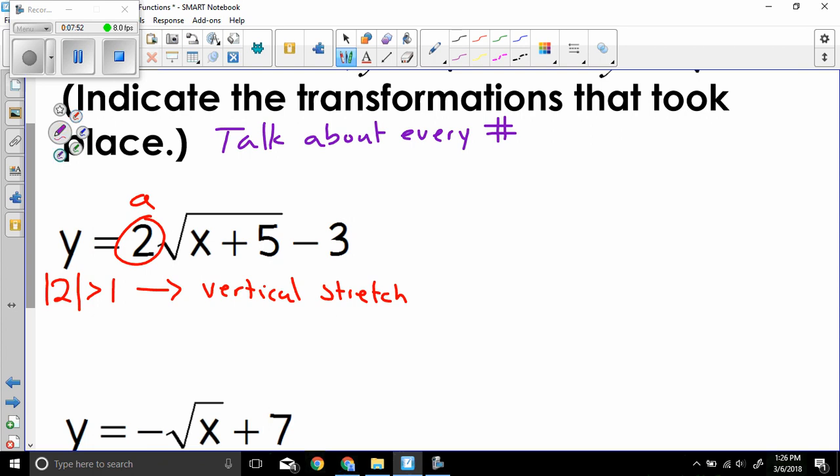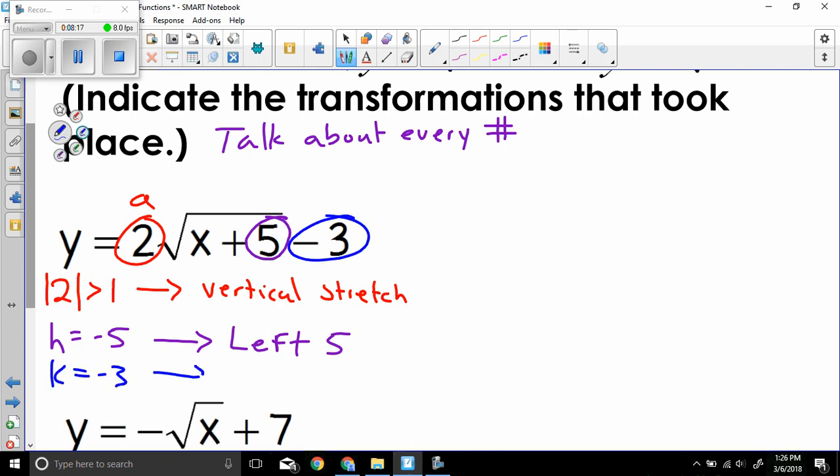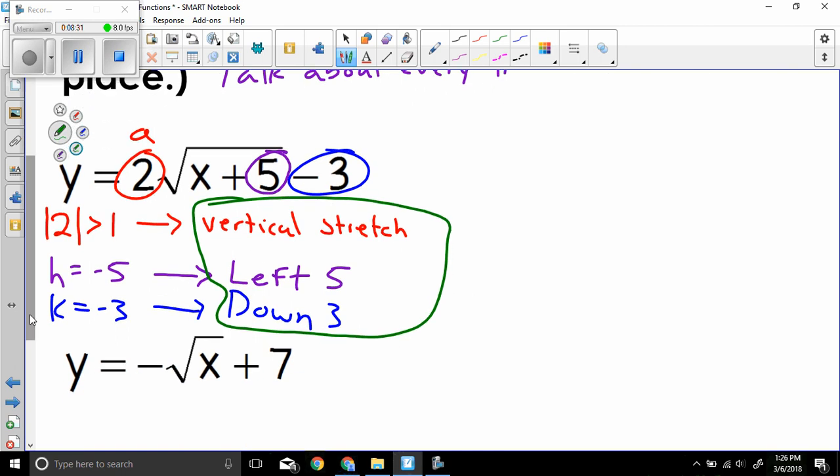Next thing I look at is this 5. Now, the 5 is positive here, okay? But I actually know that in reality, this is supposed to be a negative sign. So that must mean that H is equal to negative 5. If it's negative 5 for the H, then that means that it moves left. And finally, we have this negative 3. That's the K value. If K is negative 3, well, then that means that it went down 3. And what I'm looking for when I look for the answers here from you guys is I want these items. Technically, I don't need the workbook. I just need that box.